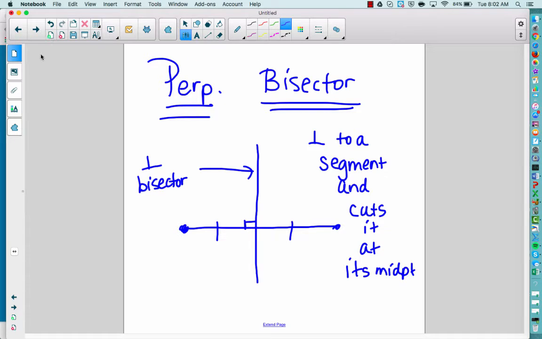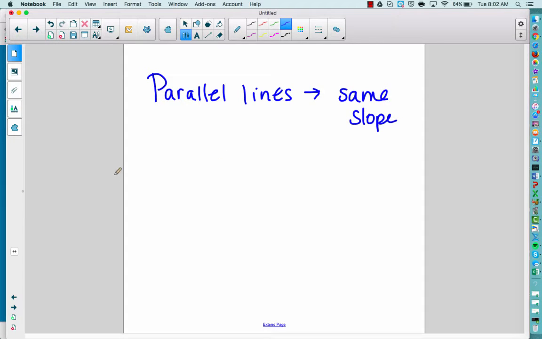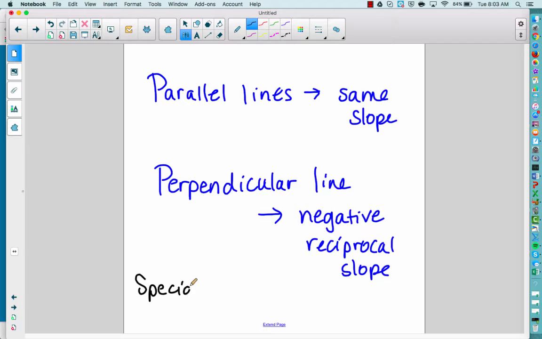All right, so again, let's just recap a little bit. Parallel lines have the same slope. Perpendicular lines have the negative reciprocal slope. But now what I'd like you to think about are those special slopes that we know. Remember those special slopes? Remember HOY-VUX?